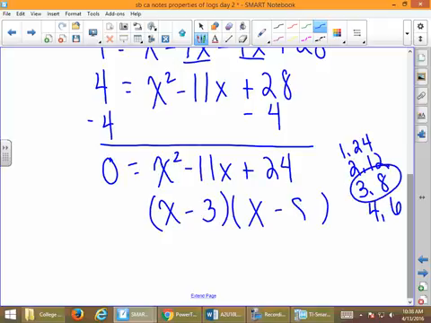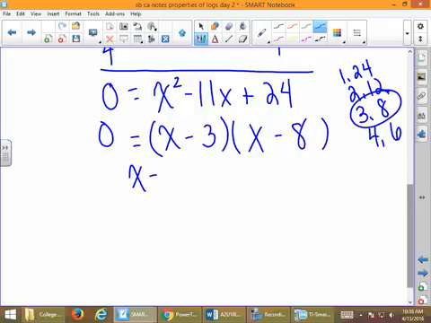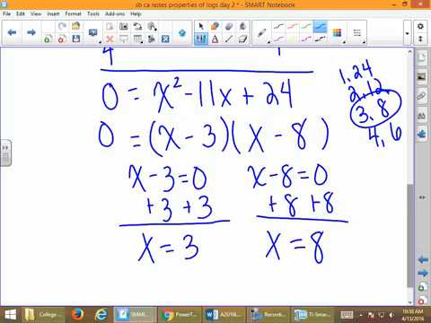Negative 3 and negative 8. So we're going to take each of our factors and set them equal to 0. And hopefully you can just simply say x equals 3 and x equals 8. But if I remember correctly, even though both of these answers are positive, I think that one of them is extraneous. So we need to really be careful and go back and check.